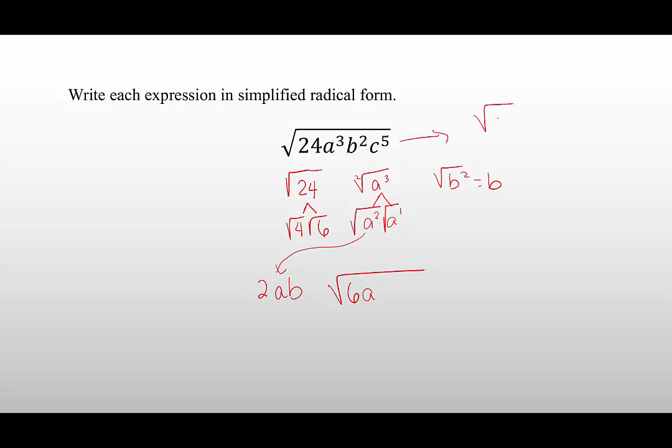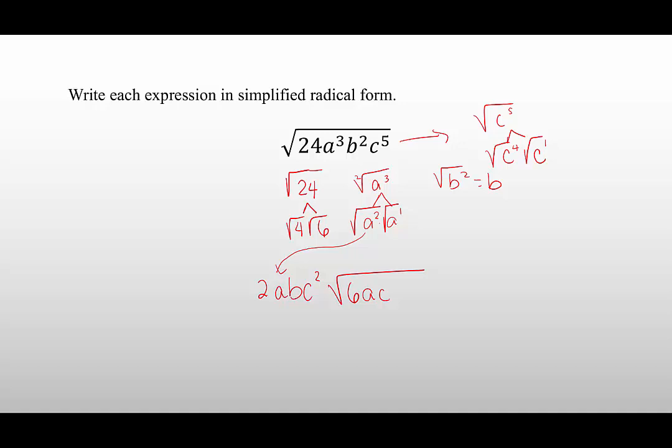So we want to think about c to the fifth. We want to figure out a perfect square factor that would go into c to the fifth. The largest one that we can come up with, what's the largest multiple of 2 that's under 5? That would be 4. So we would think about this as c to the fourth times c to the first. And the square root of c to the fourth would be c squared out of the radical. This c to the first is left under the radical, and we don't need to include that exponent of 1.